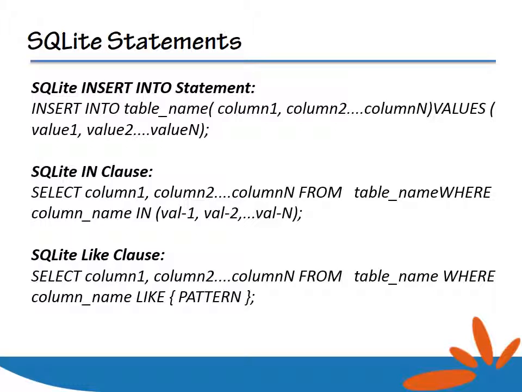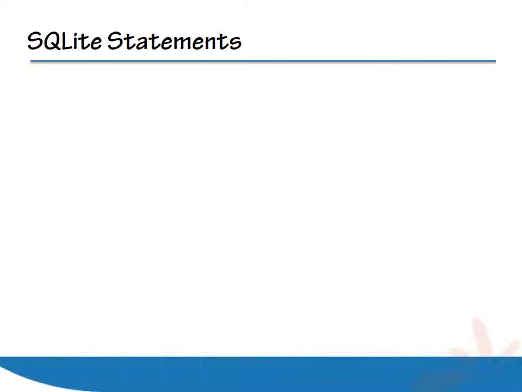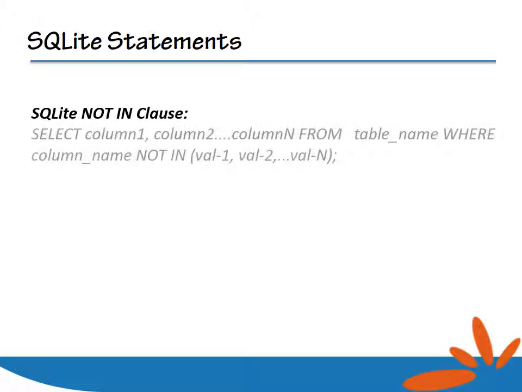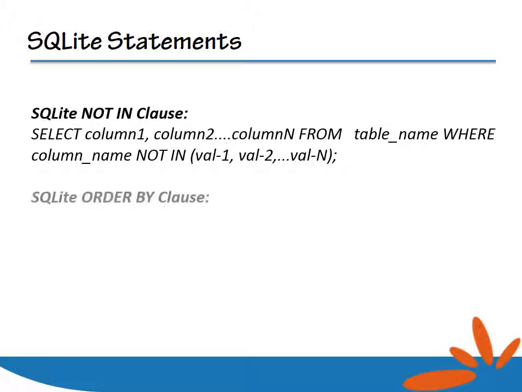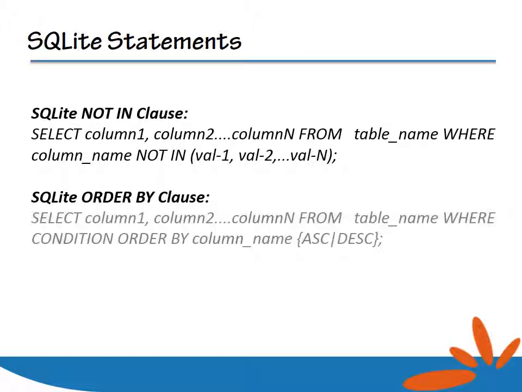The next one is the SQLite NOT IN clause. The code is SELECT, specify the first column, specify the second column, FROM, specify the table name, WHERE, column name, NOT IN, open and close parentheses, specify the first value going to the last. It is the opposite of the IN. It means searching for a particular record that doesn't match the given values.